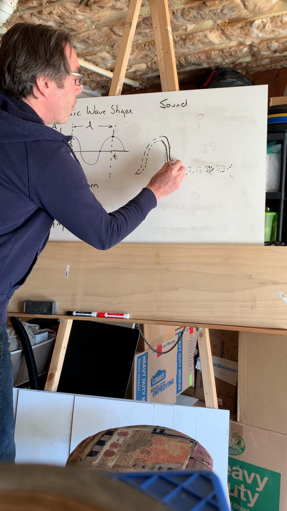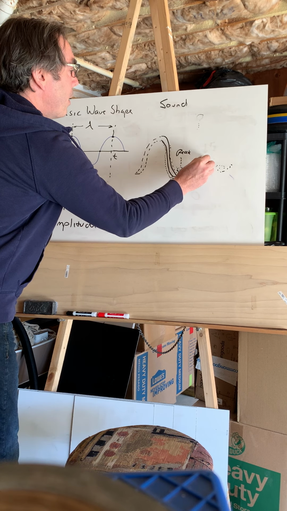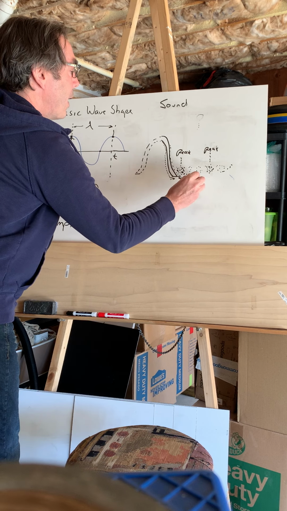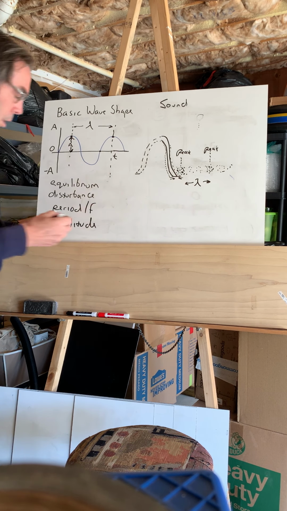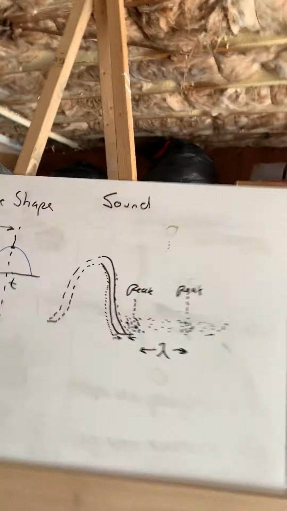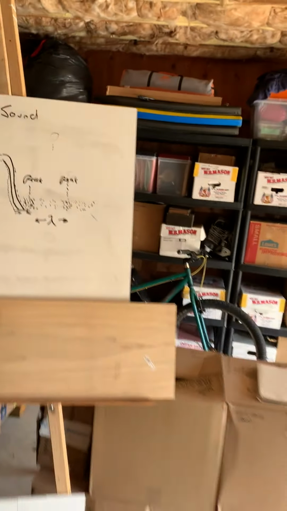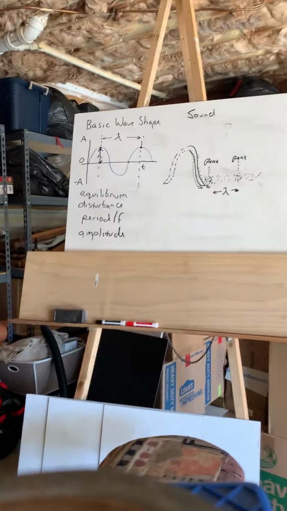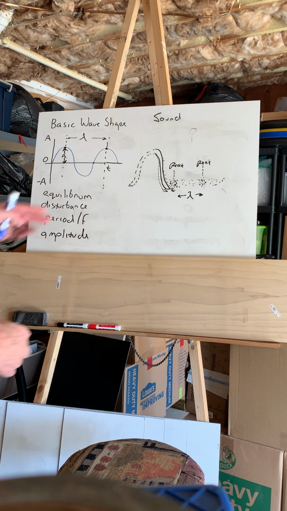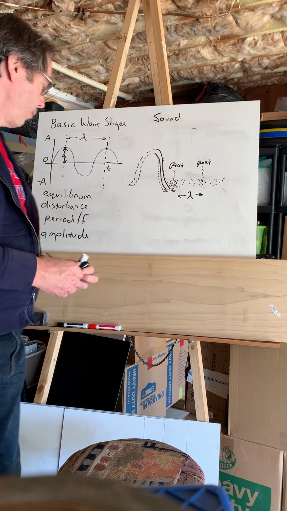So this would be a crest, a peak. And this would be another peak. This would be our wavelength. We know the wave speed is determined by the material. Let me give you a close-up of that. And that wave would then propagate off exactly at the frequency that the bell is vibrating.